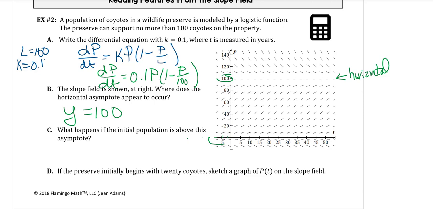What happens if the initial population is above this asymptote? Let's say we have this preserve, they know it'll hold 100 coyotes, but someone gets a bright idea, well, let's put 120 in. So what would happen is if it's above that asymptote, the coyote population will decline.